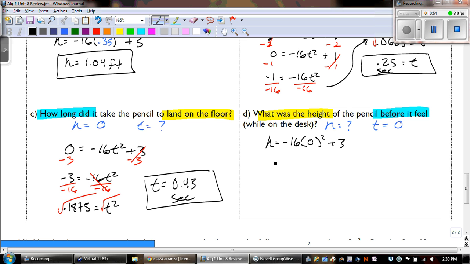Now, this shouldn't take you very long. You can do this in your heads. What do you mean you can do this in my head? Well, what's 0 squared? Well, 0 squared is 0. Negative 16 times 0 is 0, and you're left with 3. And we're talking about feet. So the height equals 3 feet.